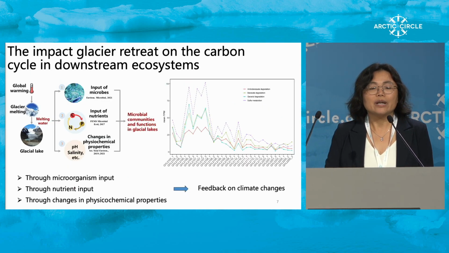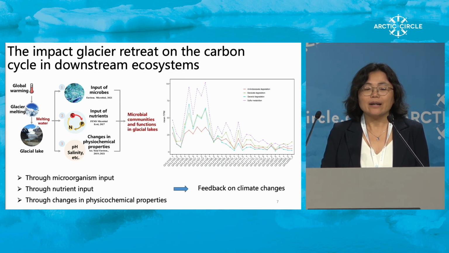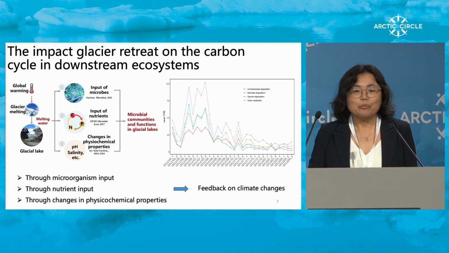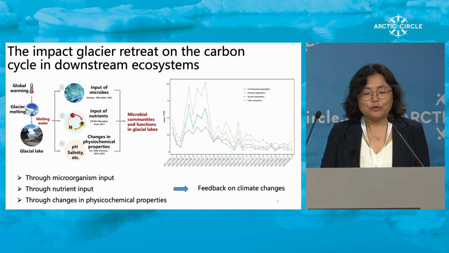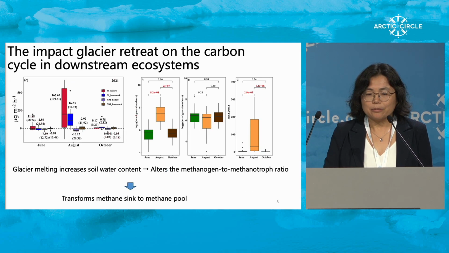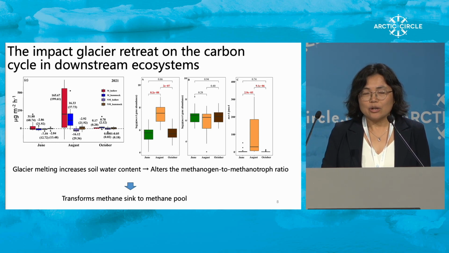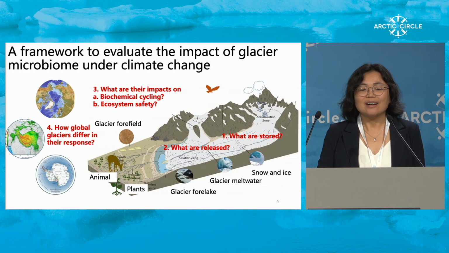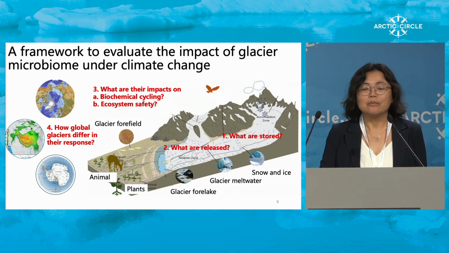So we should pay more attention to the impact of glacial retreat on the carbon cycle in downstream ecosystems. In proglacial lakes, we find that glaciers influence the lake ecosystem by inputting microbes and nutrients, and they also change the physical properties, which all influence the downstream ecosystem. We also find that methane release increases with glacial retreat, because glacial melt changes the glacial forcing from methane sink to methane source.